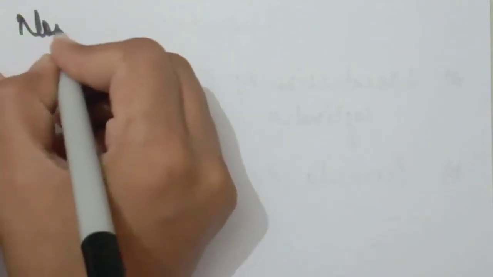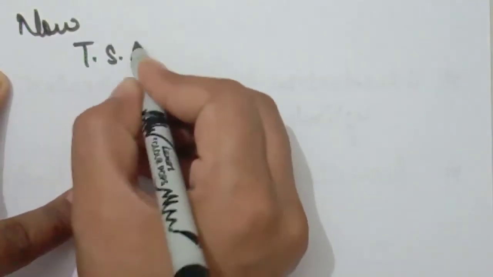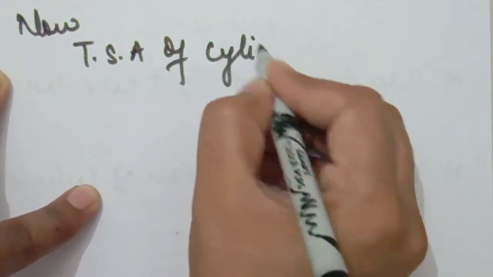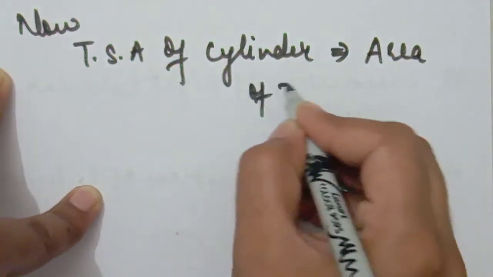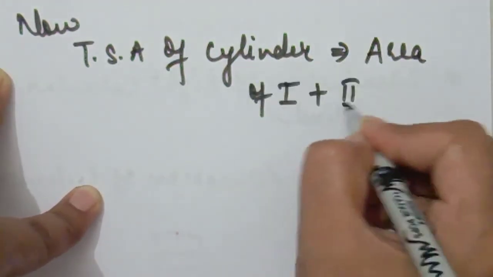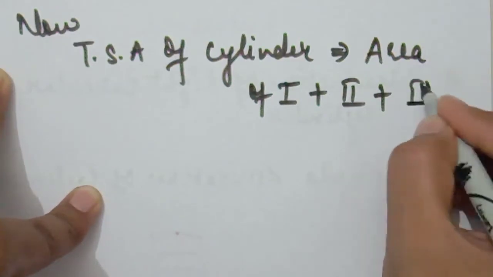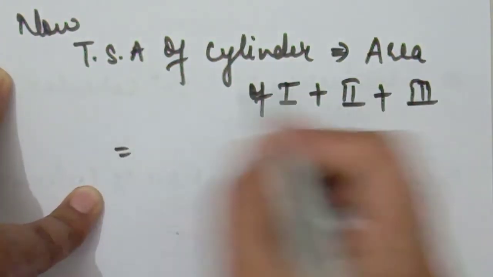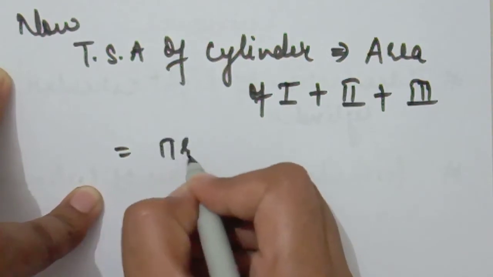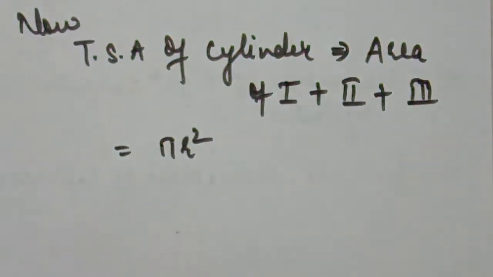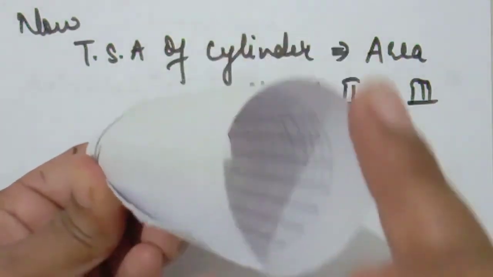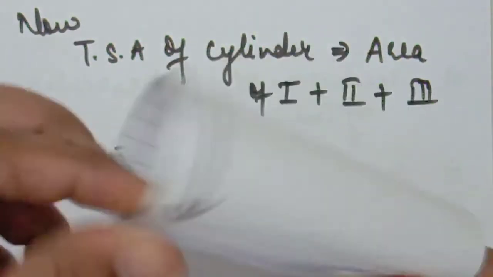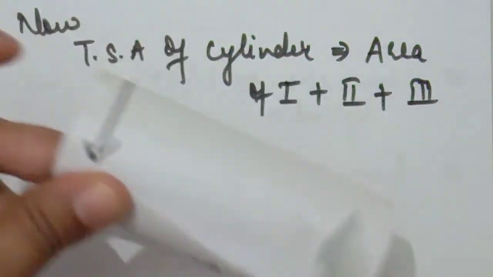Now the total surface area of a cylinder, which is the area of the first face plus second face plus third face, correct? The first face is a circular face, so its area is pi r square. When we see this diagram again, this is the shape of a circle, so the area of the circle is pi r square. This is the first face, second face, and this one is the third face.